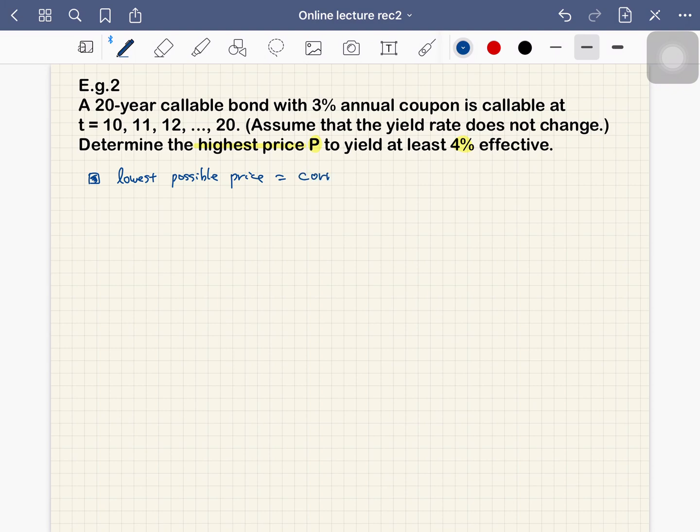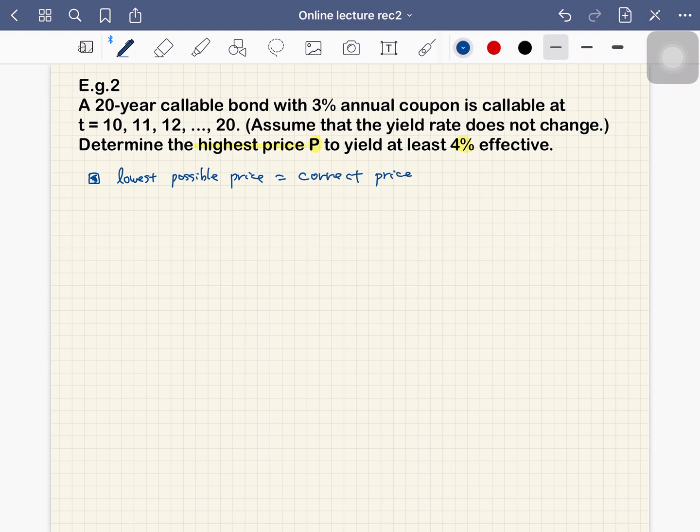This is because the issuer has a right to call, so that means it's beneficial for the issuer. So the issuer determines the call date to maximize their profit, that is, to minimize the buyer's profit. So that means the price should be the lowest among all possibilities.